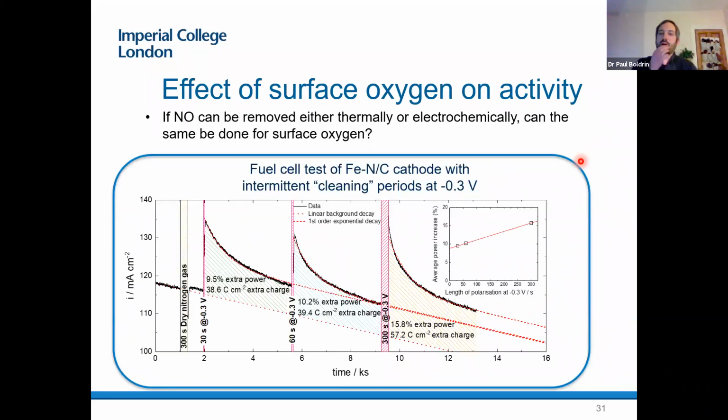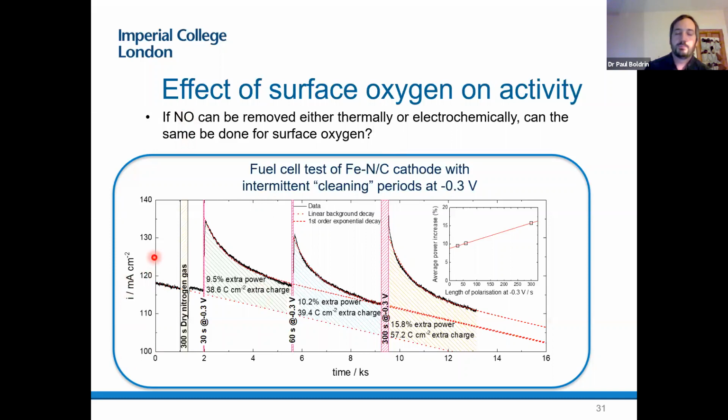So then we thought, we can remove the nitric oxide thermally, as we do in the TPD, or electrochemically, as they did, as I talked about right at the start of this example. Can we do the same for surface oxygen? So we already know we can remove surface oxygen thermally, but can we do it electrochemically in the same way that we can with nitric oxide?